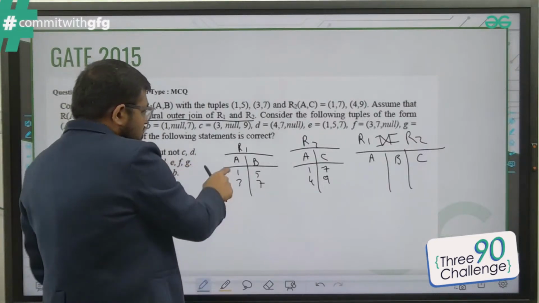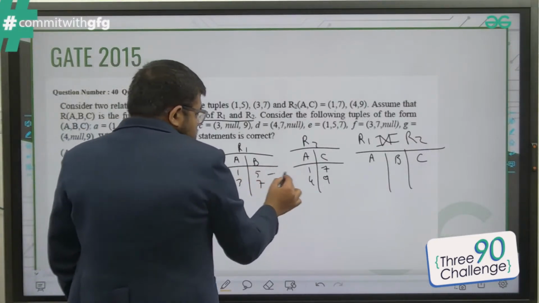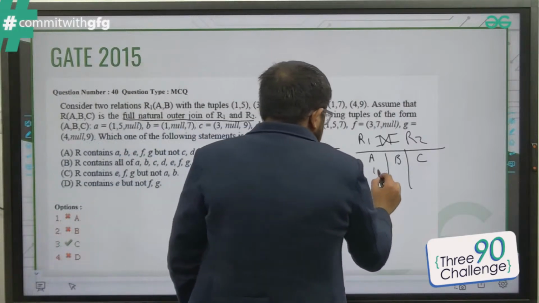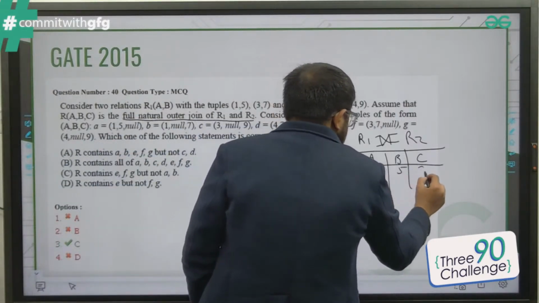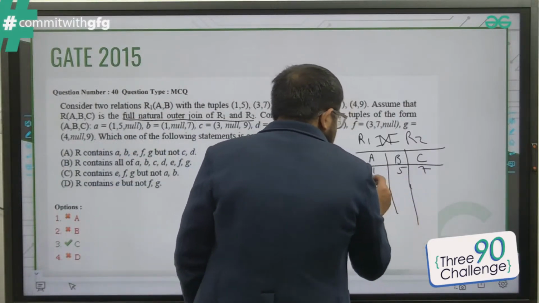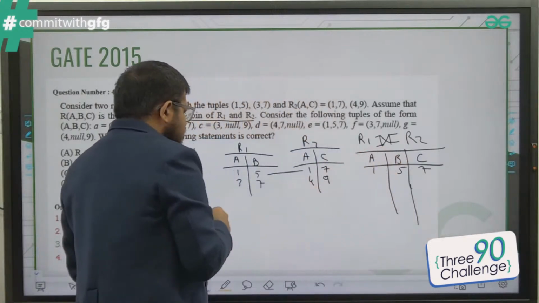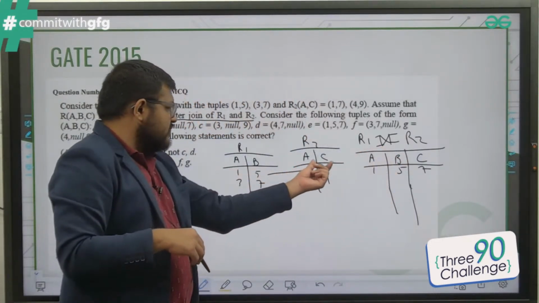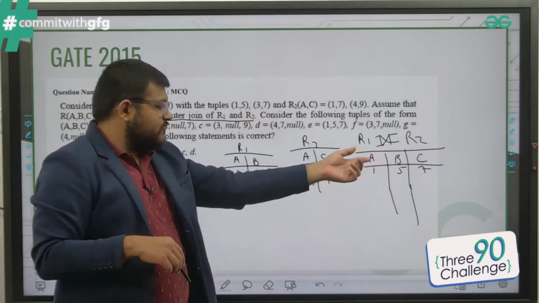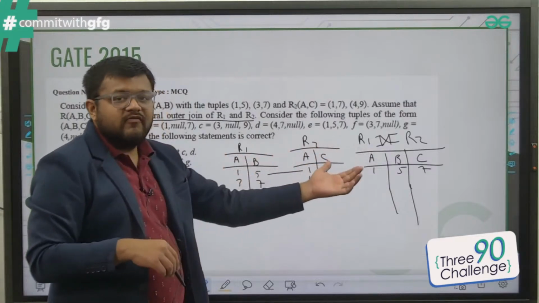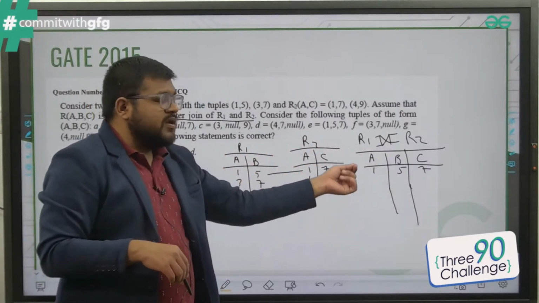Okay, so here 1 is common with 1, so this will be associated with this. So you will get 1 5 and 7. Please remember, where you get a matching, there you do not get null. So 1 5 and 1 7, 1 is common, so you take 1 5 and 7. Now you do not take 1 5 null or 1 null 7.